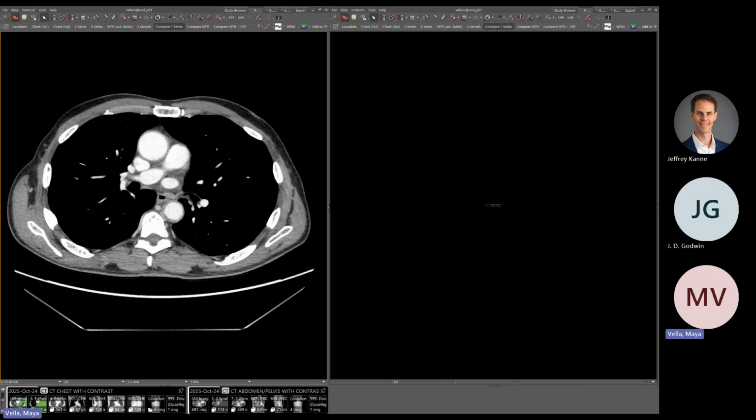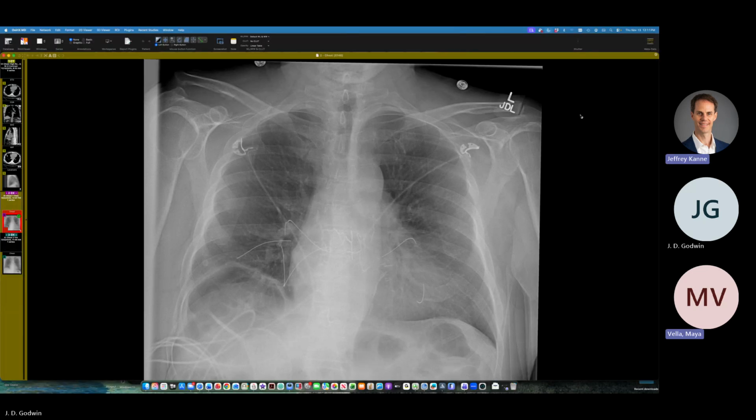All right, those are my cases. Radiogram. Okay, I'm not sure. This could be a radiograph. It's one or the other.